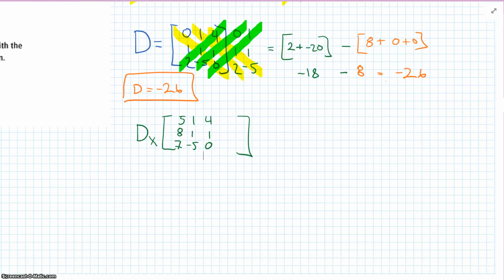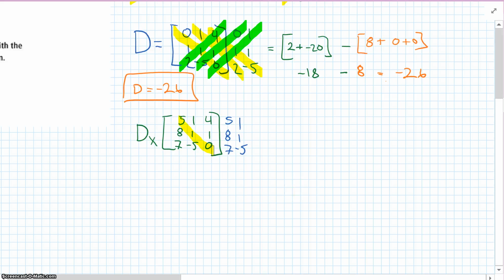Okay, so let's zoom in a little bit. Step 1 to find the determinant of this matrix: rewrite the first two columns. 5, 8, 7, 1, 1, negative 5. Okay, now we're just going to do the product of diagonals. So that's going to be 0. That's 7. And that's a really big number. Looks like negative 160. So it's going to be 0 plus 7 plus negative 160, which is going to be negative 153.